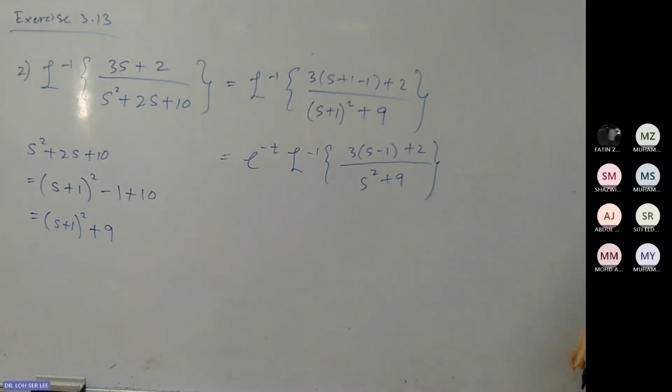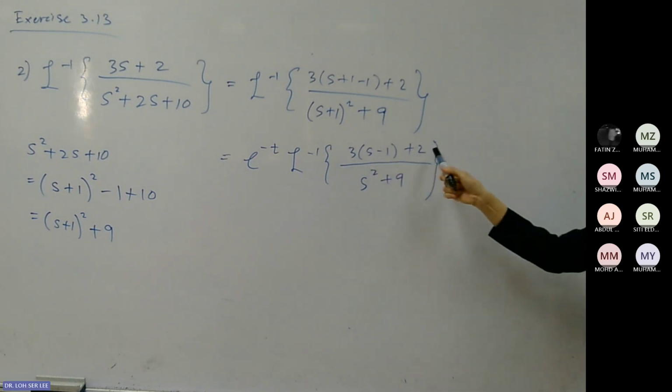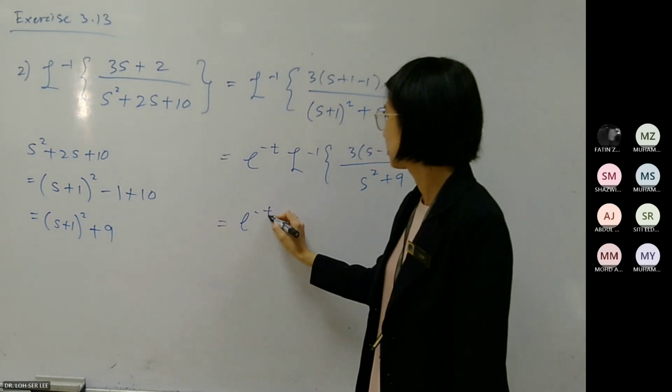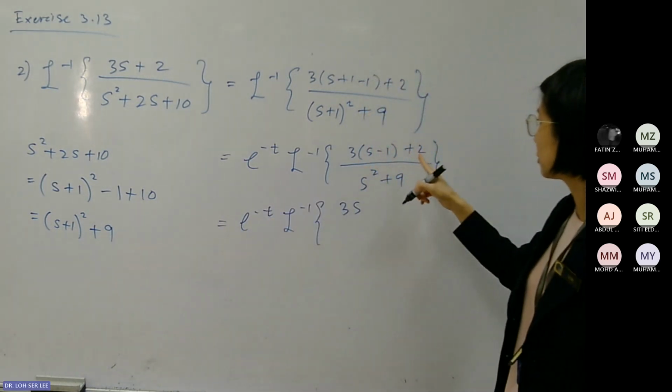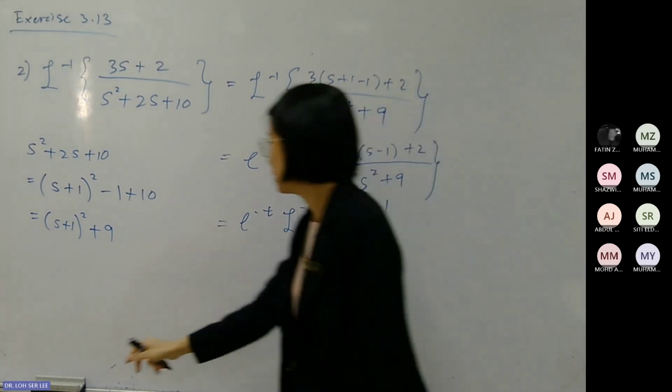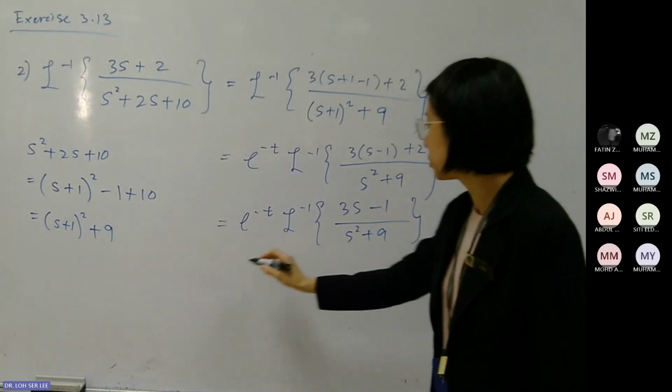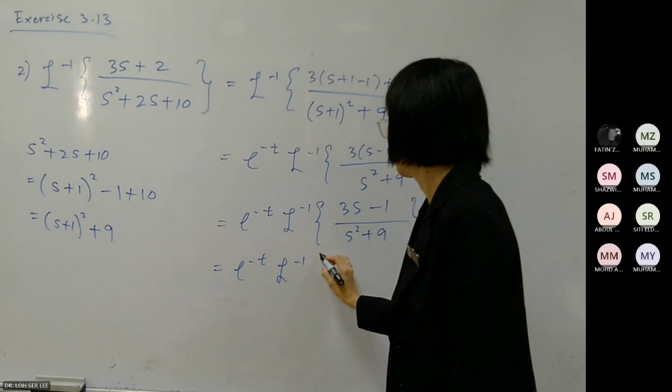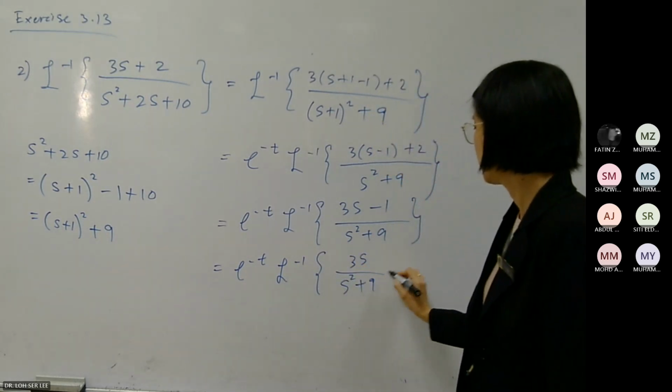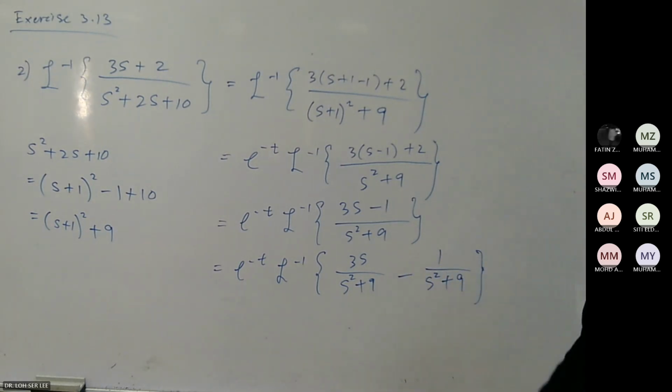Okay, simplify, separate, inverse Laplace. Simplify. Minus 3 plus 2, minus 1. Then you break this into 2. That is how we get the e to the minus t.